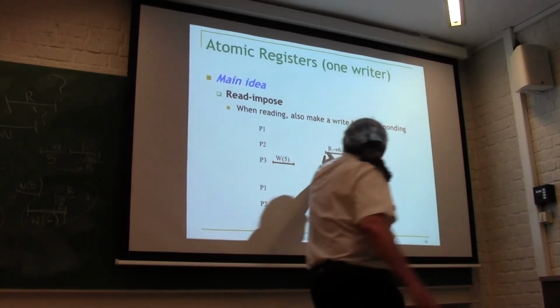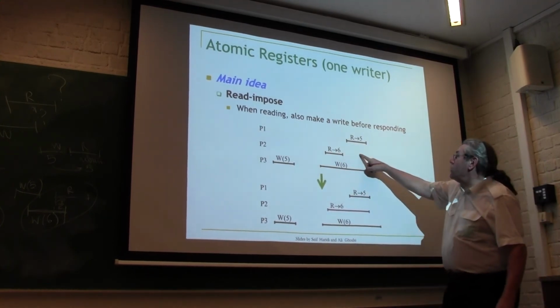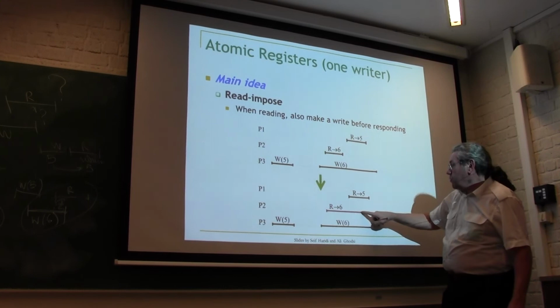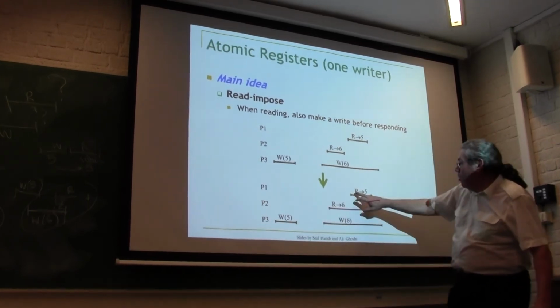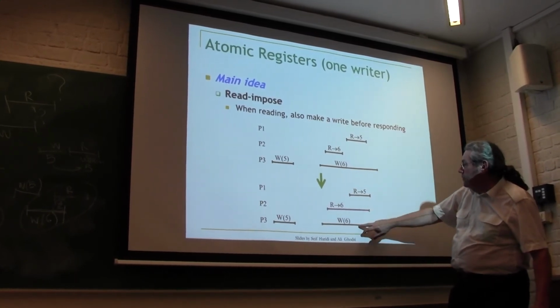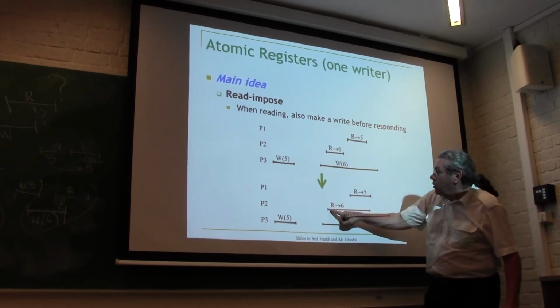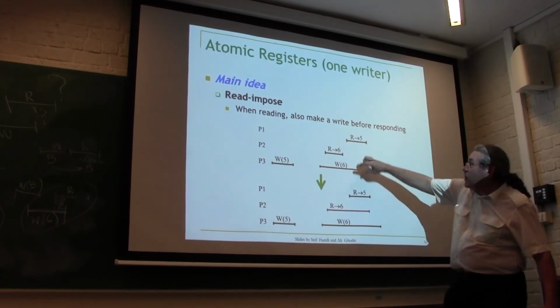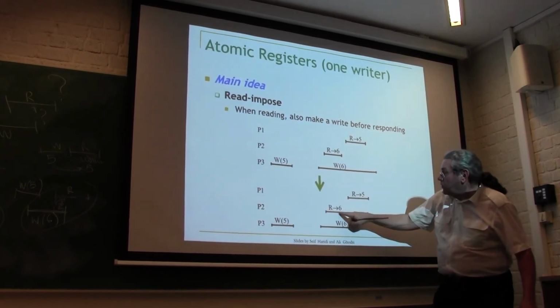So this read is too short. I want this read to be longer. If we make this read longer, then we can do a write 5, a read 5, a write 6, and a read 6, a write 6 and a read 6. So in fact, what we're doing is, inside of this read, let's also do a write. So it will take longer.